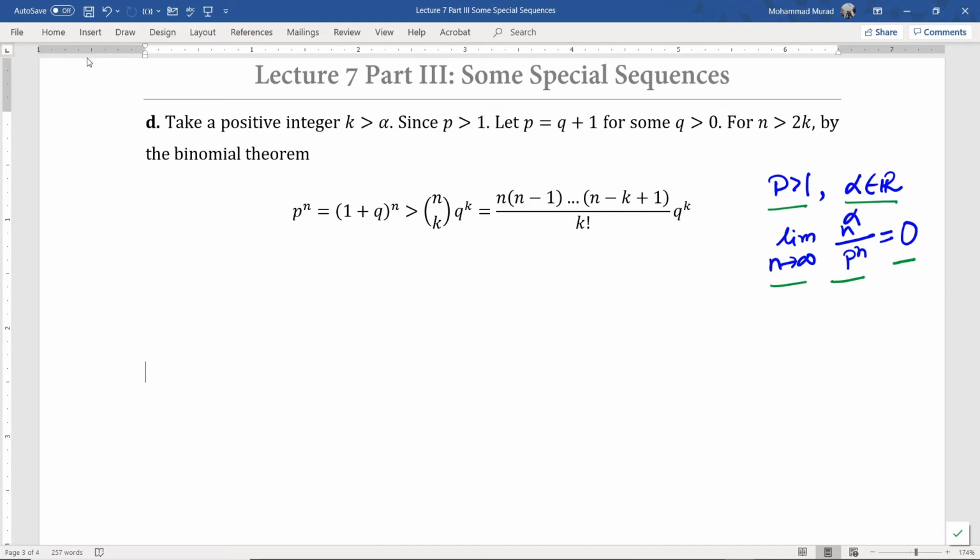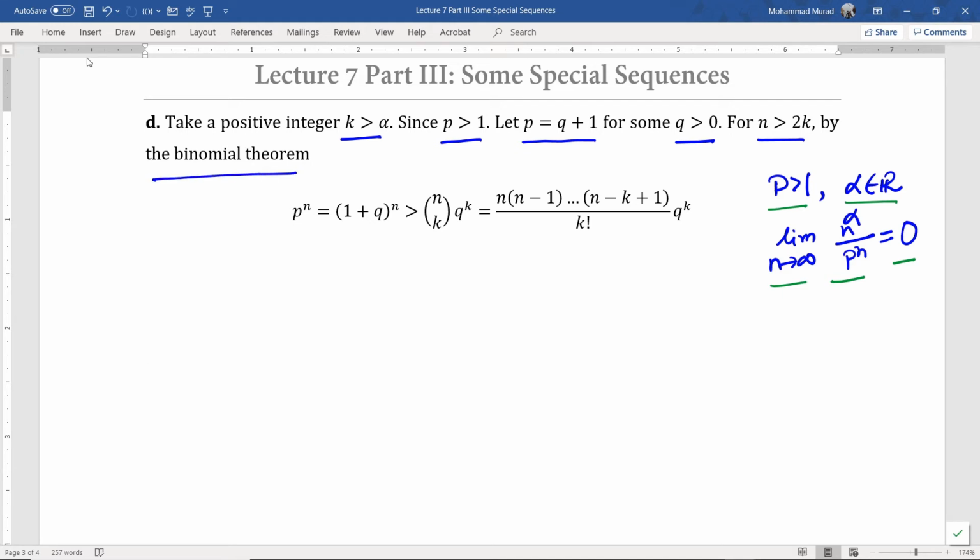Take a positive integer k greater than alpha. Such a positive integer exists by the Archimedean property. Since p is greater than 1, let p equal q plus 1 for some positive q. Then we choose an integer n which is greater than 2k. The reason will be made clear later in the proof.